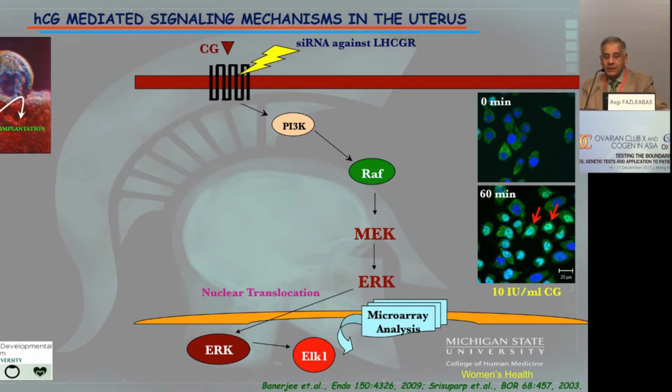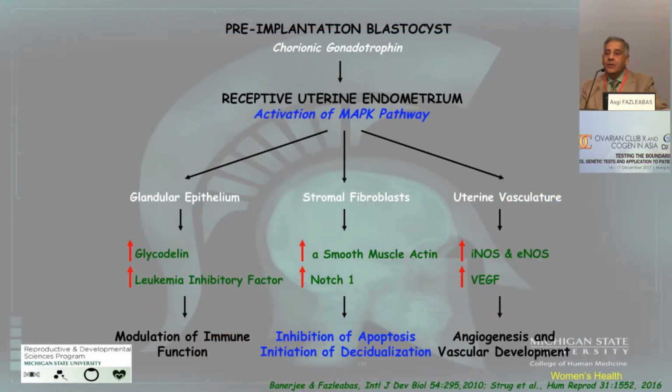And with our microarray analysis that we did in response to this, we came up with a whole series of genes that were altered, and the ones we focused on primarily were the ones that we thought had a significant functional response. So the glandular epithelium, in addition to responding to the chorionic gonadotrophin, increases two of the classic genes that most of you are aware of. It increases glycodelin and increases LIF, which are both critical for implantation, particularly LIF, because in the absence of LIF, there's no implantation. The stromal fibroblasts respond by changing its phenotype, becoming a myofibroblast phenotype, which is absolutely essential to transform these cells into the decidual cell, and also increases the expression of Notch1 that I'll talk to you about.